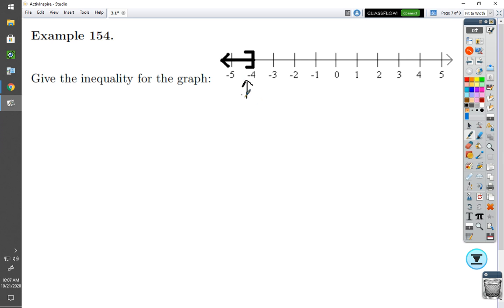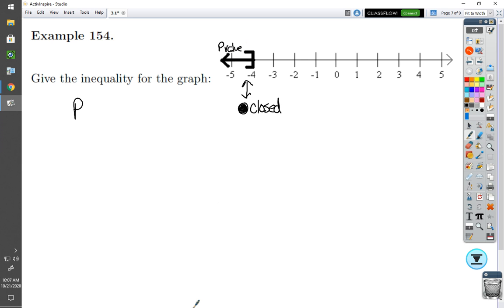Okay, so I see a bracket, and a bracket's the same thing as a closed dot. So if I had a graph that had a closed dot going to the left, this would be exactly the same graph. It'd be no different. So the first thing I'll do is I'll do my inequality. You always start with your inequality. I'm going to use P this time. You don't have to. My P values are over here.